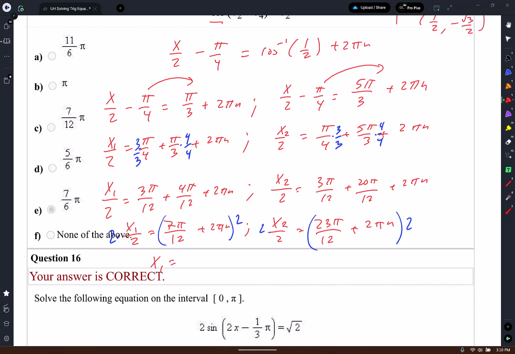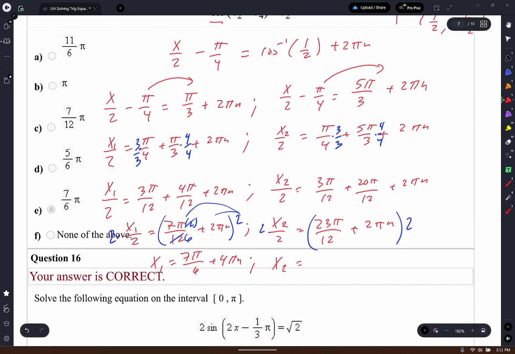So here's what I have. x1 equals, if I multiply by 2, that 7 turns into a 14, but I'm just going to do it like this. Think about it when you distribute this 2 like this. I'll have a 2 like that. And then 2 goes into 12 6 times, see? So I'm going to have 7 pi over 6 plus 4 pi n, semicolon, x2 equals, that's going to be 23 pi over 6 plus 4 pi n.